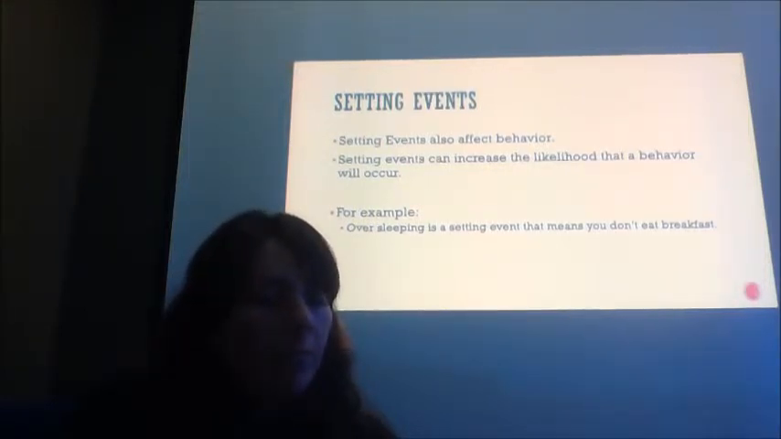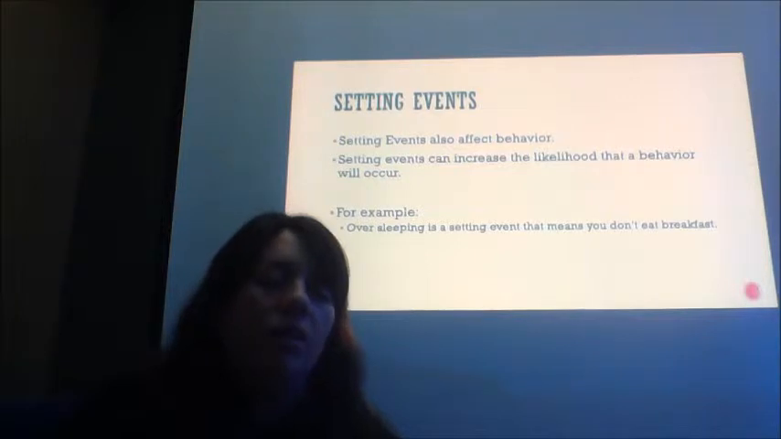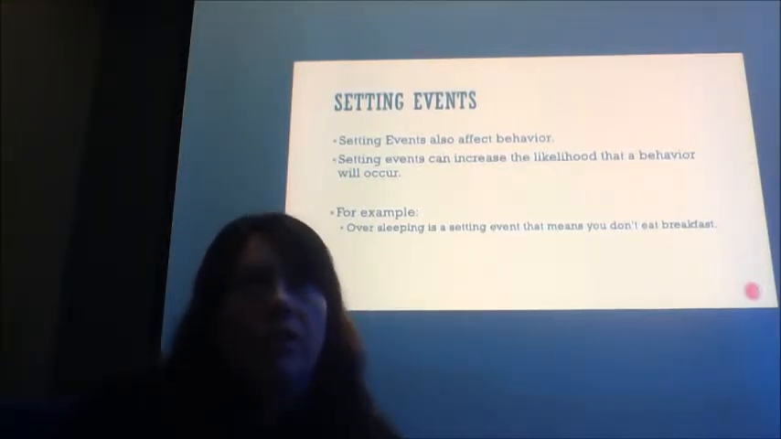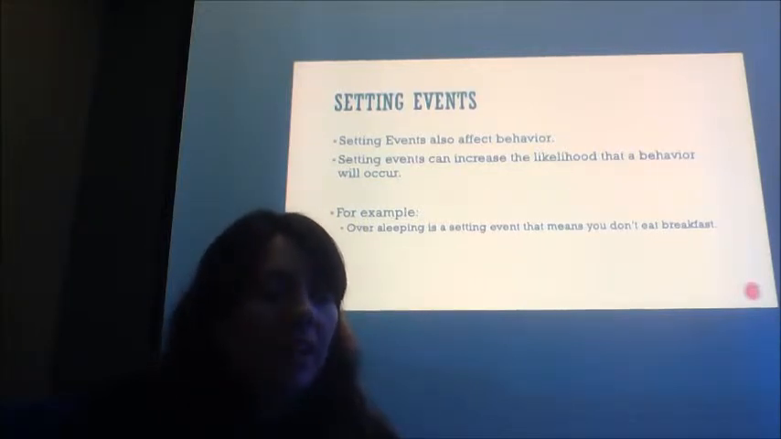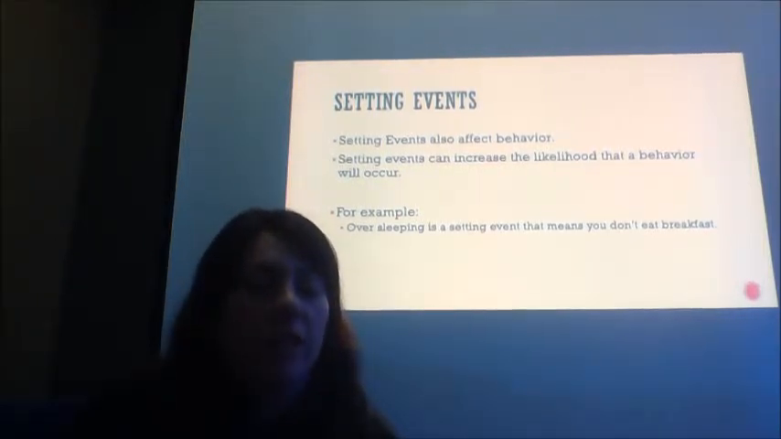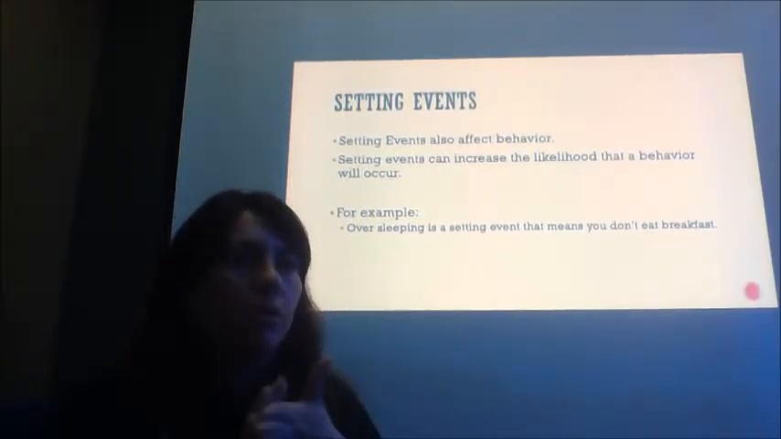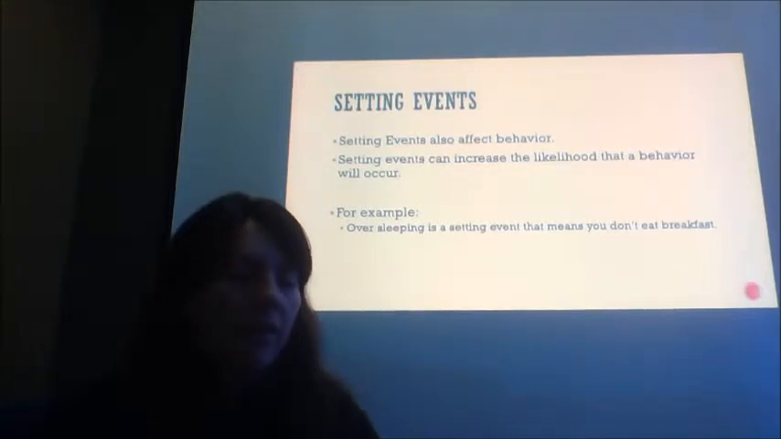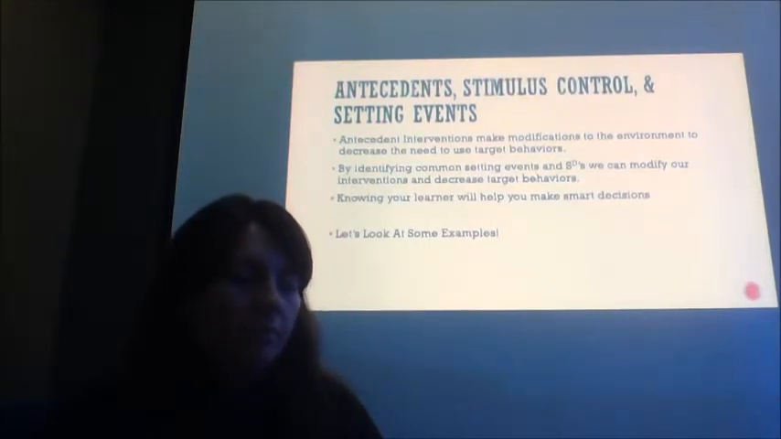So for example, oversleeping is a setting event. It can also be things that happened before, like your kid might be tired, hungry, might have just gotten bad news, or might not have gotten to do something they really wanted to do. Maybe there was a change that interrupted their schedule, like they always take the bus to school and this is a kid who's very schedule oriented, and they didn't go on the bus and now their whole day is flipped upside down. So antecedent interventions make modifications to the environment to decrease the need to use target behaviors.